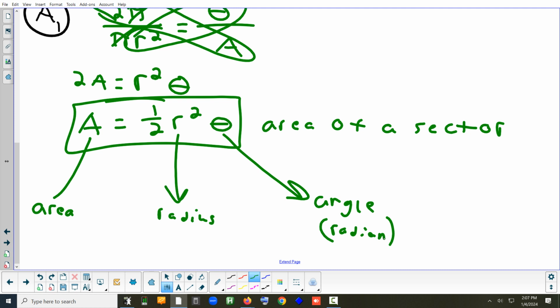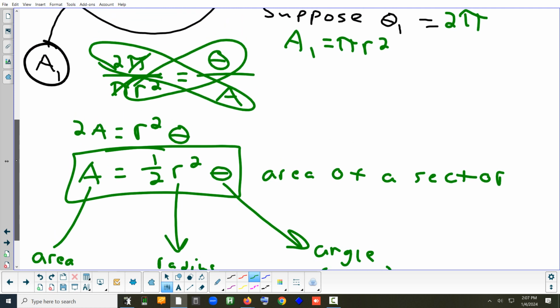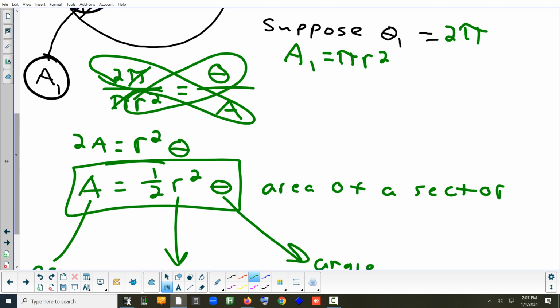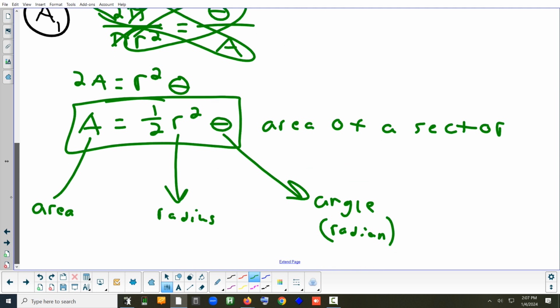If you wanted it in degrees, it wouldn't have been as nice a formula, because if you had a 360 in the top instead of a 2 pi, then the pi's wouldn't have canceled out because there wouldn't have been one. So the formula would have been messy if we did it in degrees. It looks a little simpler in radians. Okay. Any questions on that?